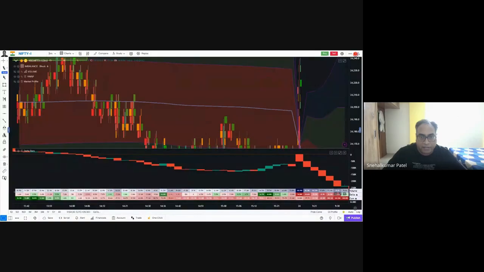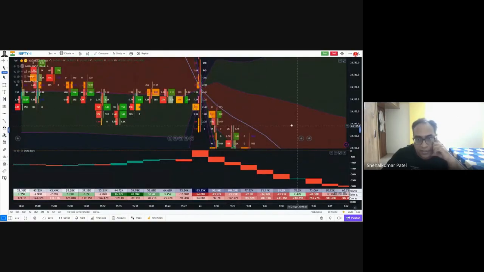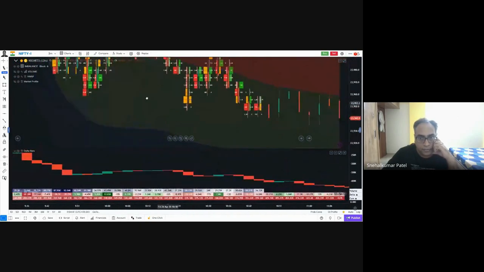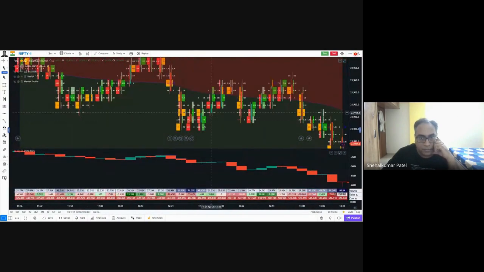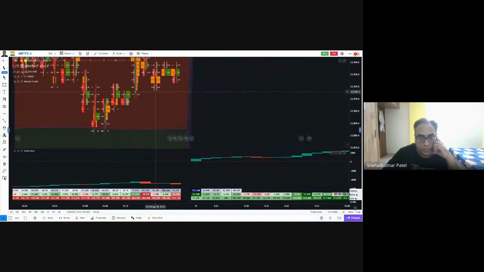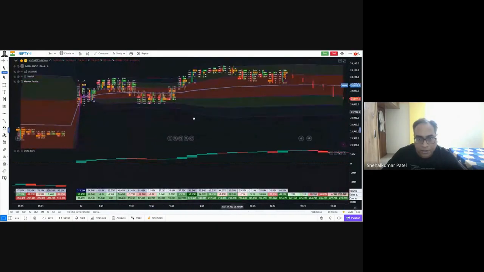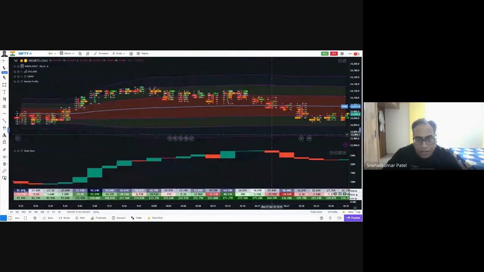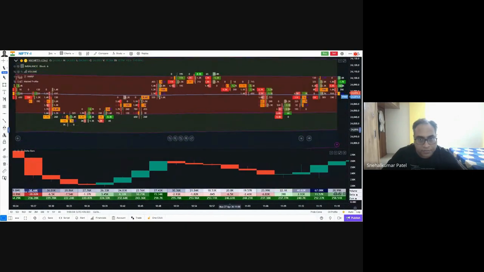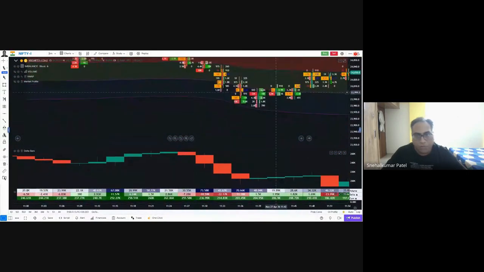Then delta divergence. Okay, I will try to find an example of delta divergence. I'm just trying to see. Probably we will cover it in the next session.